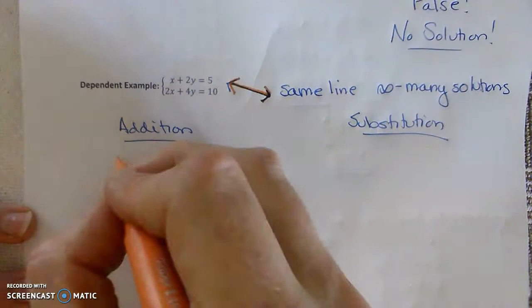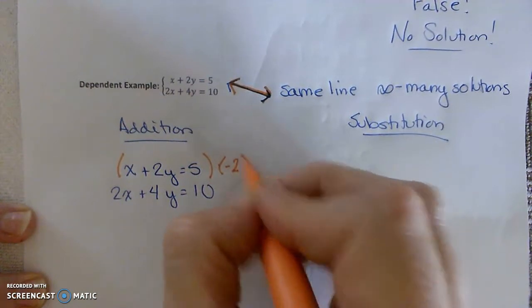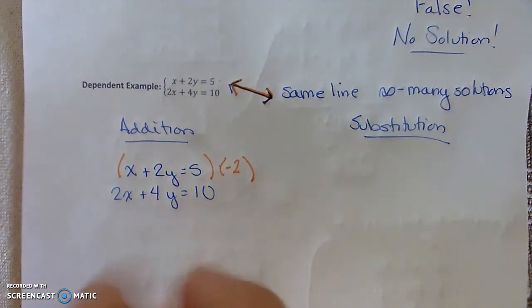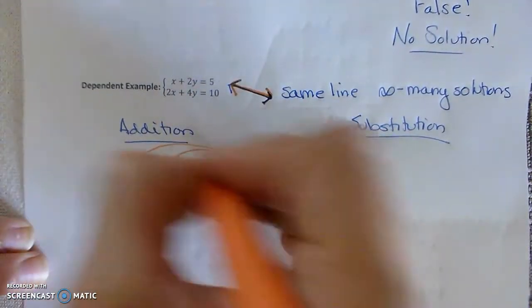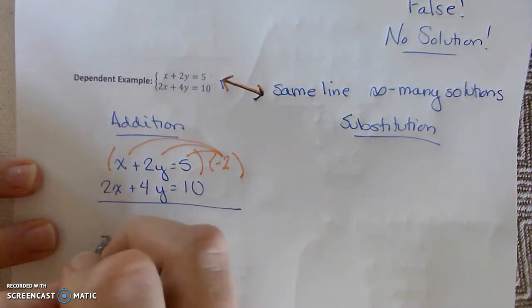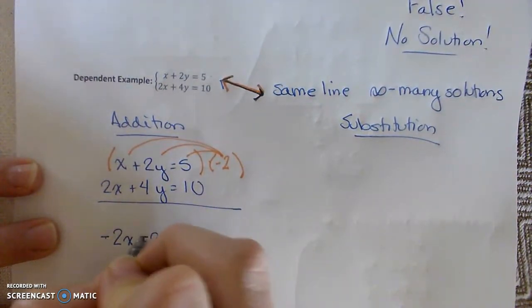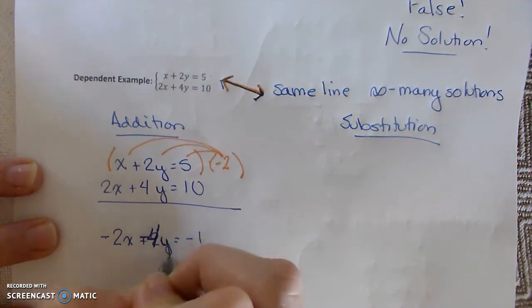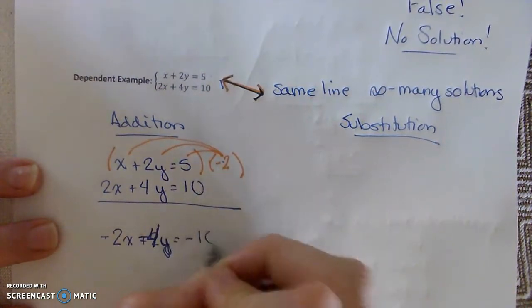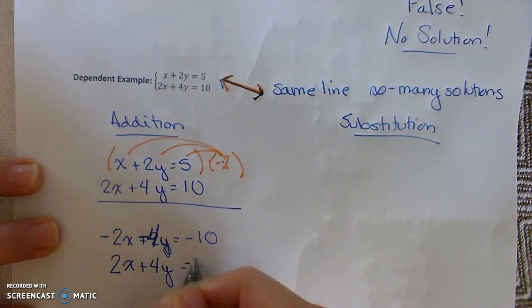And I might think I'll take this top equation and multiply it by, say, a negative 2, because that would give me a negative 2x, which I could add to the 2x to eliminate the x's. So by multiplying that to both sides of the equation, I would get negative 2x minus 4y, because negative 2 times 2y is minus 4y, equals negative 10, and then the second equation would stay as is, 2x plus 4y equals 10.